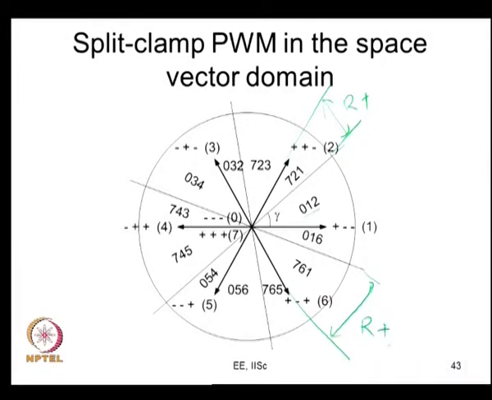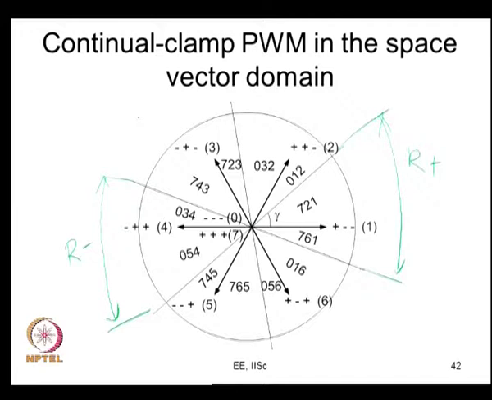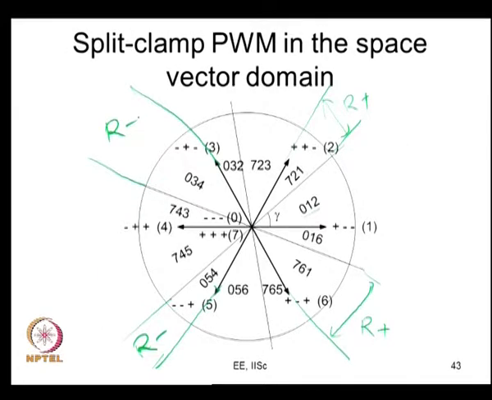So, R phase is clamped for a total of 60 degrees, but it is divided here. This is for a duration gamma and this is for a duration 60 minus gamma; it is divided like that. Similarly, you will also find that R phase is clamped to the negative bus opposite here. Here also R phase is clamped to the negative bus. So, this is split clamp PWM represented in the space vector domain. This is continual clamp PWM, this is split clamp PWM; this is how they are represented. Together they represent all the discontinuous PWM methods except the 120 degree clamp PWM, which is asymmetric anyway.